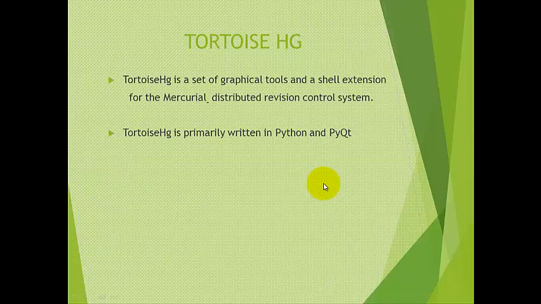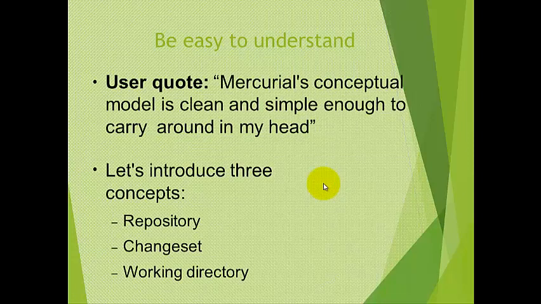Tortoise Hg is a set of graphical tools and a shell extension for the Mercurial distributed revision control system. It's primarily written in Python and PyQt. Users agree that Mercurial's conceptual model is clean and simple enough to carry around in our head. So we need to know three terms before we start up with the demonstration. They are the repository, change set, and working directory.